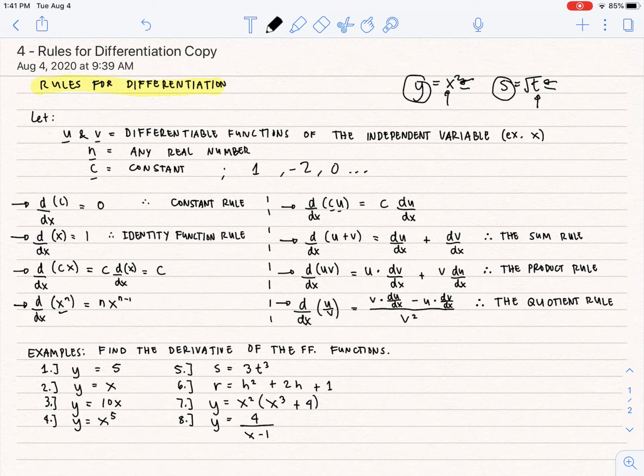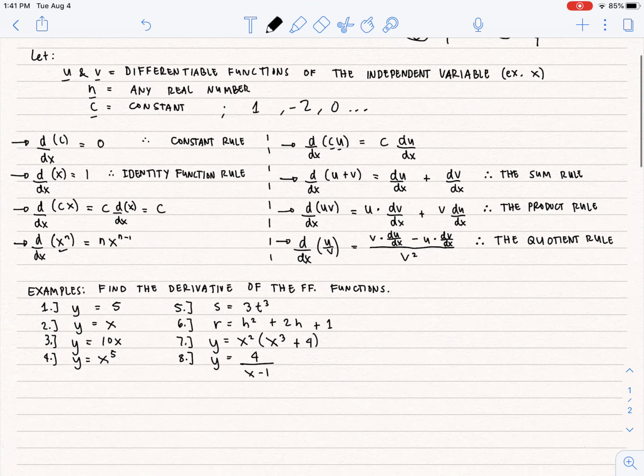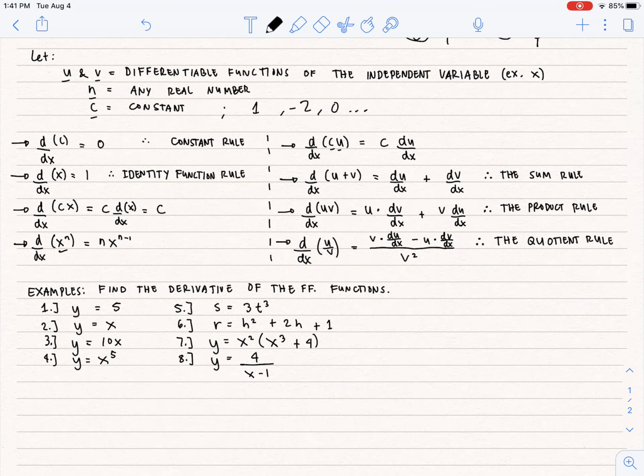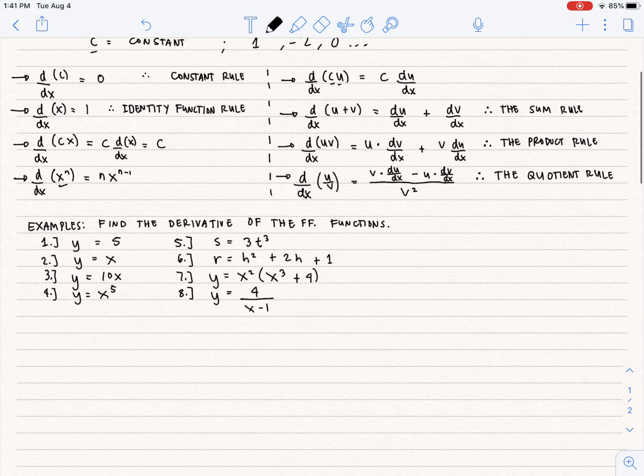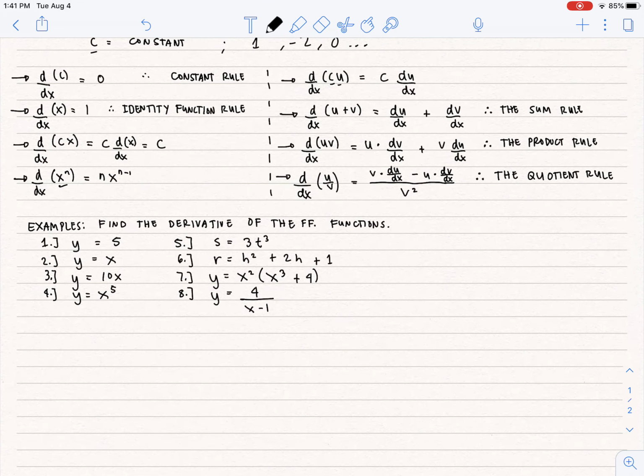So anyway, it is confusing to understand without examples. So the next section of this topic has examples, eight examples to be exact. Okay, so in the example, find the derivative of the following functions. So let's start with number 1.